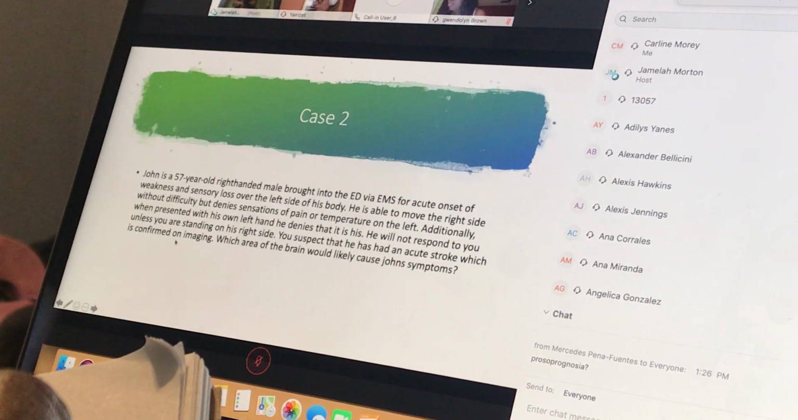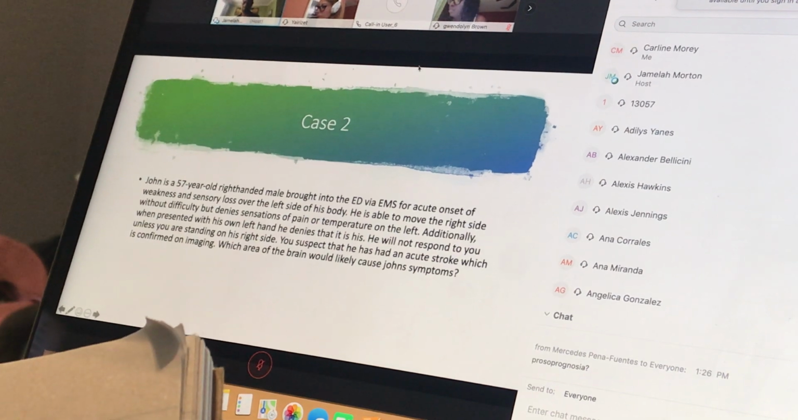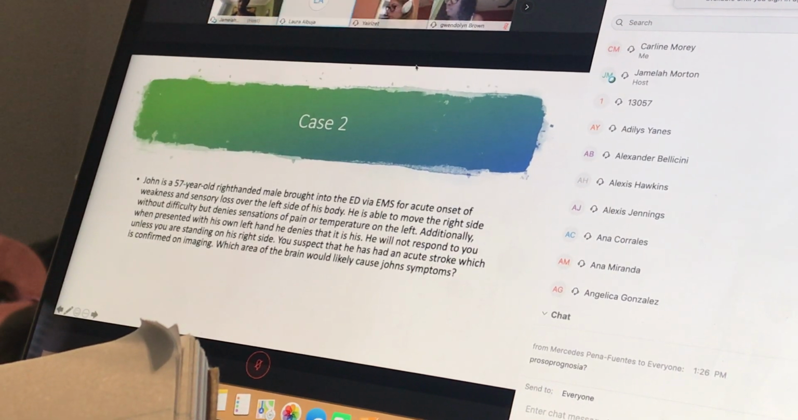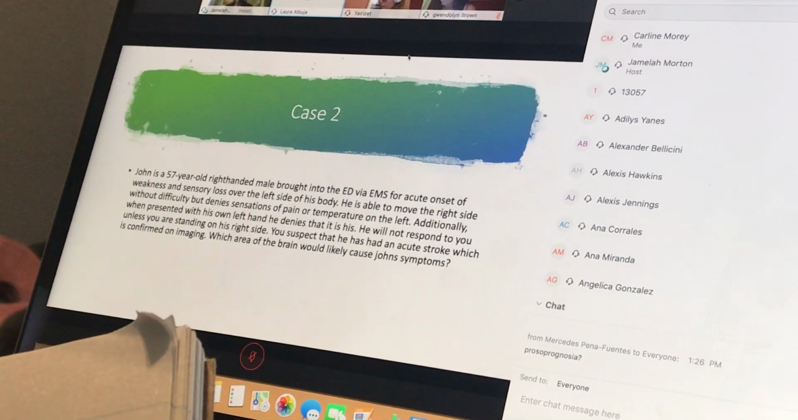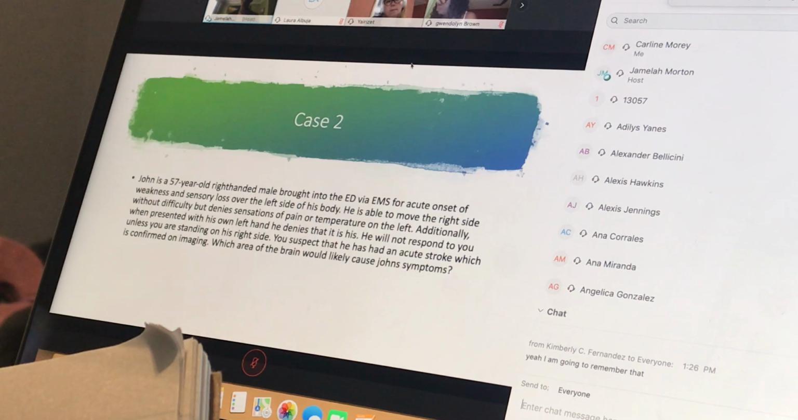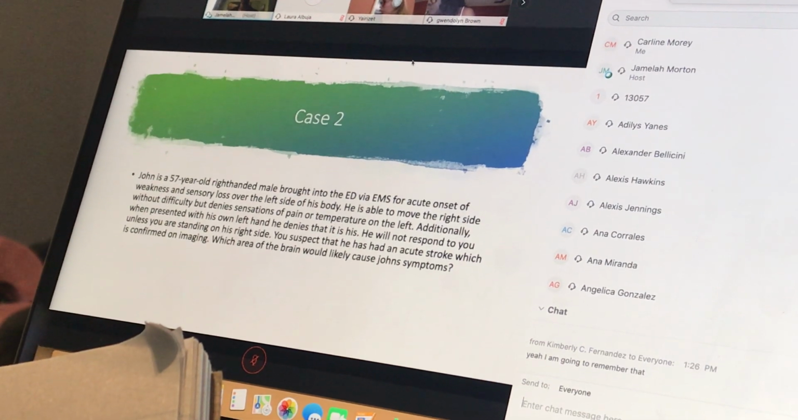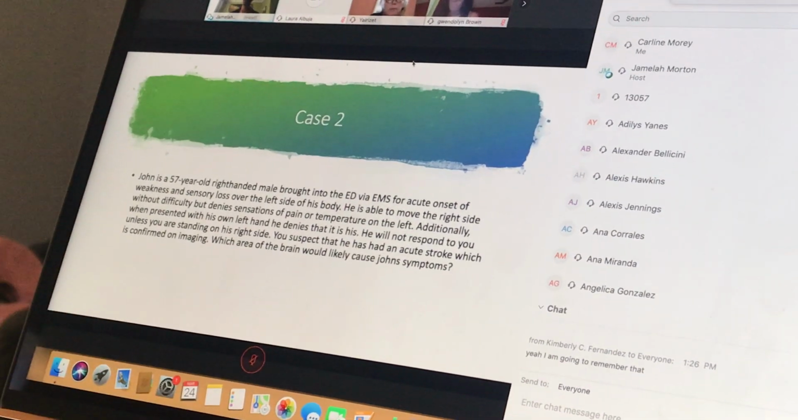All right. Any questions there, guys? Someone asked about visual field agnosia. No. Remember, your vision is in your occipital lobe. So you're not going to have any visual issues from your parietal lobe.